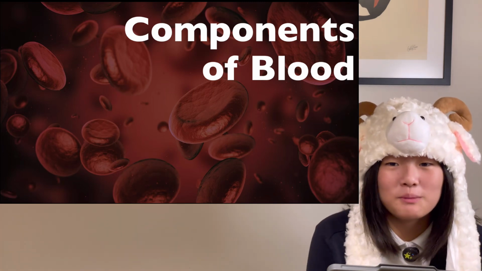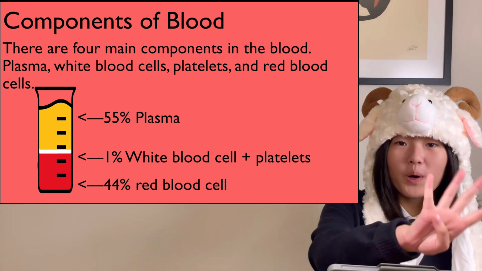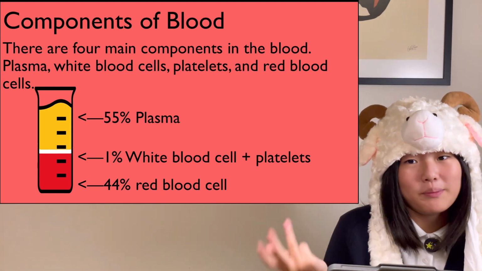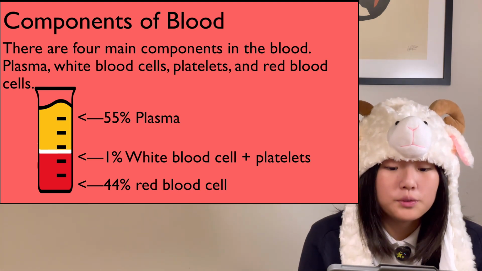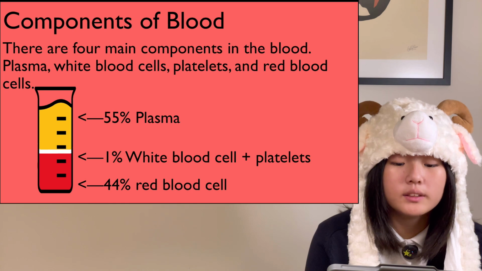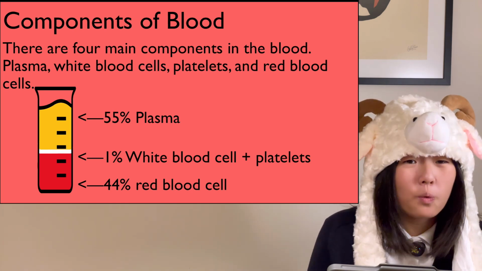Today, I'll be teaching you about the components of blood. There are four main components in the blood: plasma, white blood cells, platelets, and red blood cells. There is 55% of plasma, 44% of red blood cells, and platelets and white blood cells alone make up only 1%.